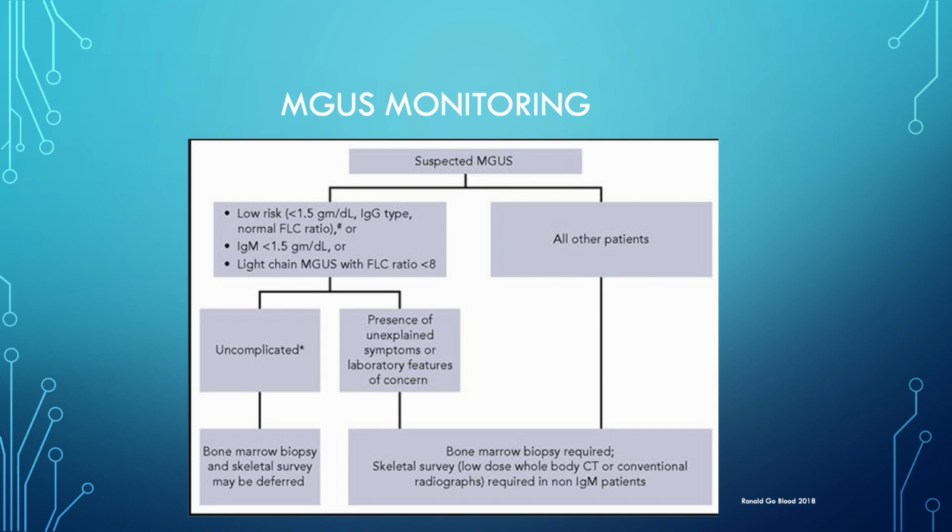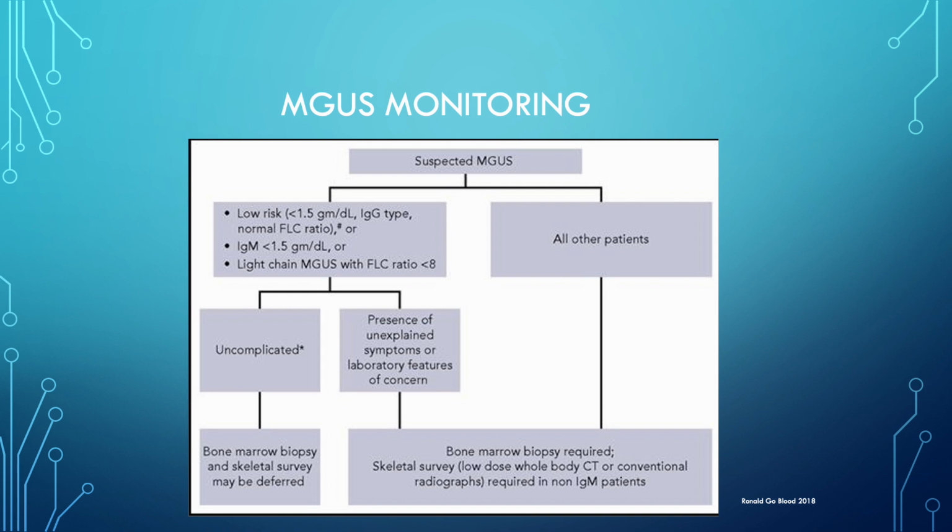If any one of these criteria is met, it means it's an uncomplicated case. So what we're going to do is defer the bone marrow biopsy and skeletal survey. If apart from these criteria, there's a presence of unexplained symptoms or a laboratory feature of concern, then we might go for a bone marrow biopsy.